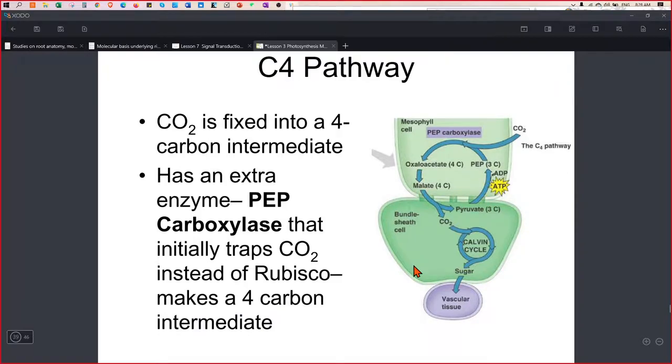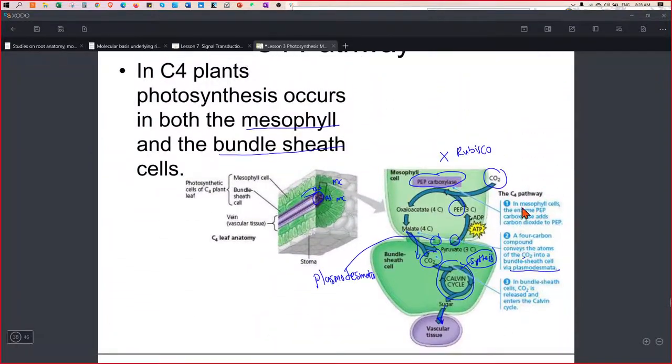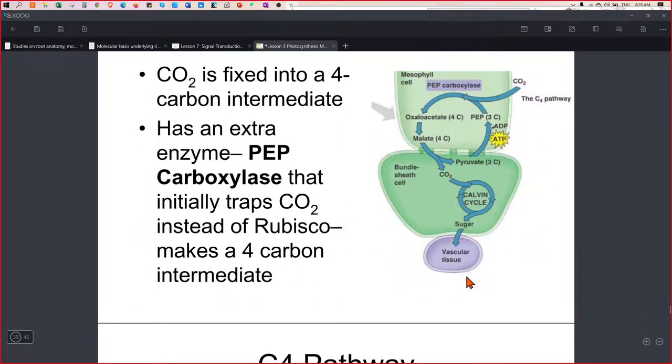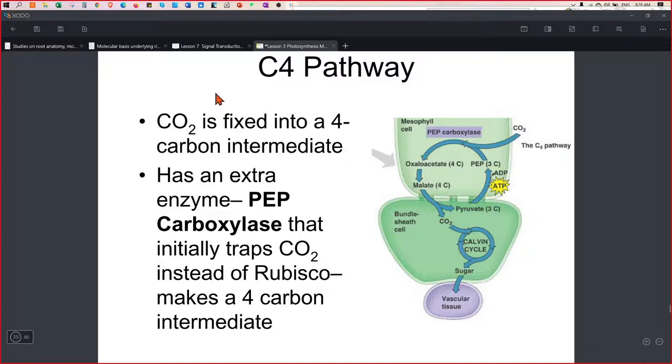Okay, so this is the enlarged version of this guy here. So remember what happens. CO2 is fixed into a four-carbon intermediate. This is your CO2 with the help of PEP carboxylase. Okay, it traps the CO2 instead of Rubisco. Remember, Rubisco is not in action now. And then the first product is the four-carbon product. Okay, that's why it's called the C4 pathway.